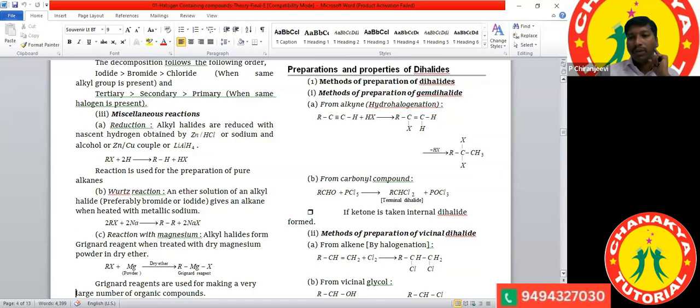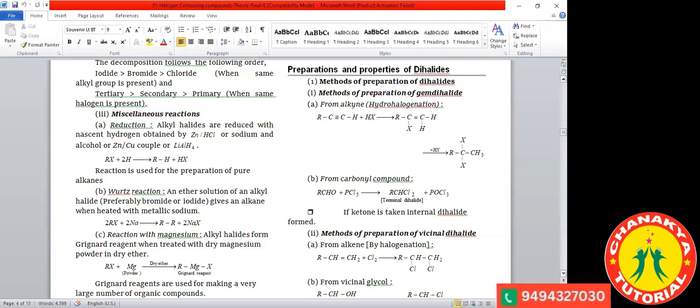What are the methods of preparation? From alkenes we can prepare geminal dihalides and vicinal dihalides also. Do you remember? How many members have an idea? Yes, sir. Halogenation reaction.